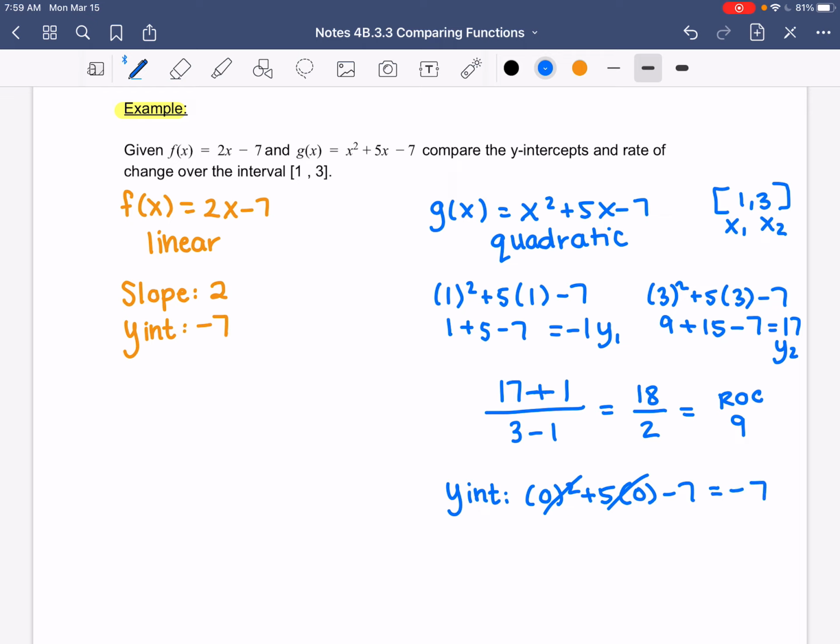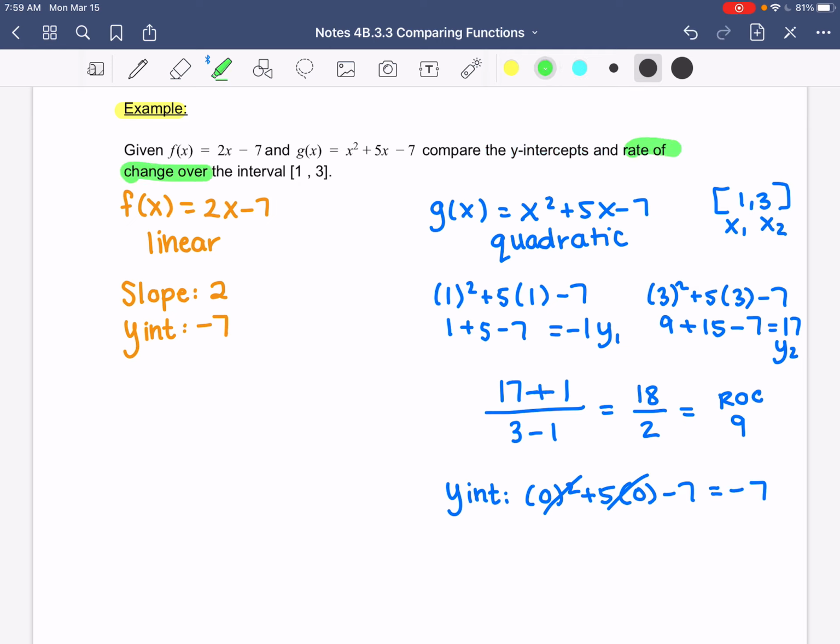-7, I'm sorry. Okay, so here's what we're going to compare. We're going to compare the y-intercepts. Okay, the y-intercept here is -7. The y-intercept here is -7. What do we say when we compare that? Well, we say that they are the same thing. Then we're going to compare the rate of change.